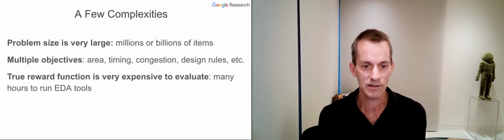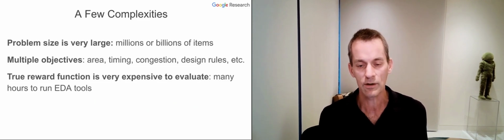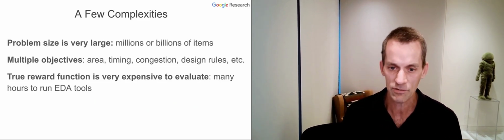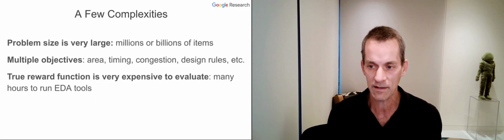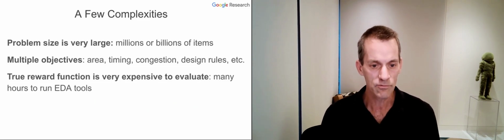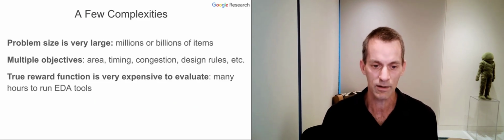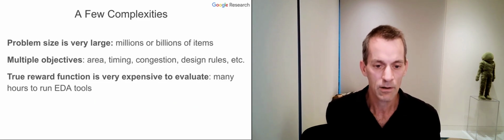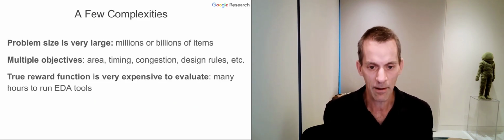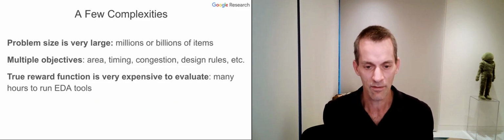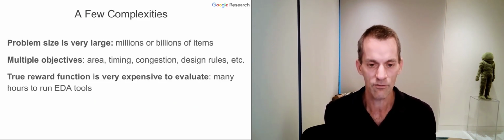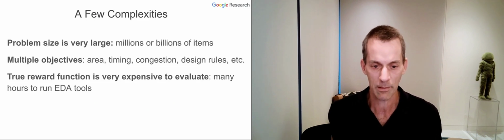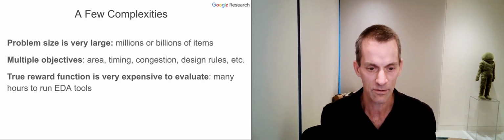And many objectives also. Unlike just winning or losing, there's area considerations, timing, congestion, design rules that can't be violated, and so on. And the true reward function is very expensive to evaluate. It often takes many hours to run the design tools on a modern chip for just one particular hypothesized placement. And we'd like to have iterations that use tens of thousands or maybe hundreds of thousands of potential placements to get a reinforcement learning algorithm to actually learn to do this.